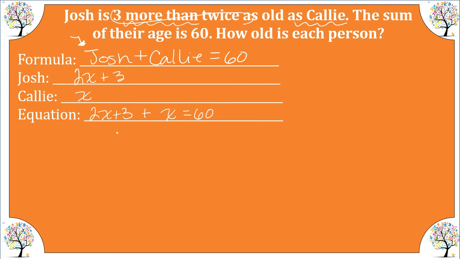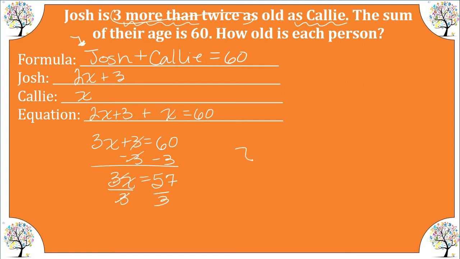So now we're simply going to solve. We're going to combine our like terms: 2x plus 1x is 3x, plus 3 equals 60. We're going to isolate x by subtracting 3 from both sides. We get 3x equals 57. We're going to undo multiplication by division, and we have isolated x, which is Callie's age. 3 goes into 5 one time, and then there are 2 left over, and so it would be 19.